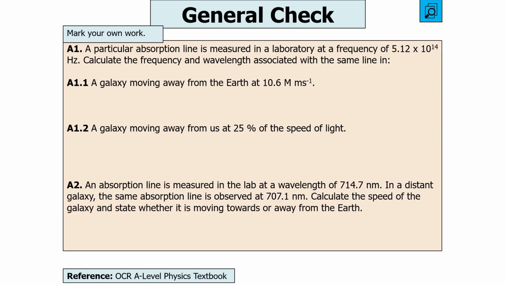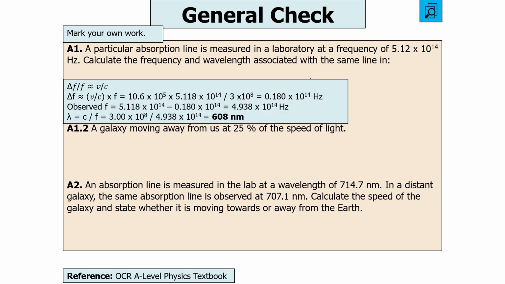Right, in this first one, you should again use the Doppler effect equation. The change in frequency over the frequency is equal to the speed over the speed of light. We can work out what our change in frequency is because we have all the other values. We can then work out the change in frequency is 0.180 times 10^14 Hz. So therefore our observed frequency is going to be the value of the lab minus that number, because we know it's moving away from us, so the frequency therefore must be decreasing. We've then got our new frequency. We can say wavelength is speed over frequency, therefore 608 nanometers.